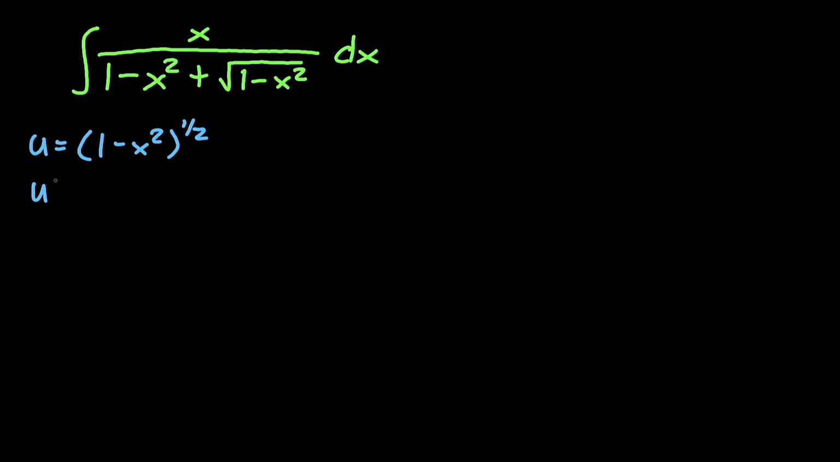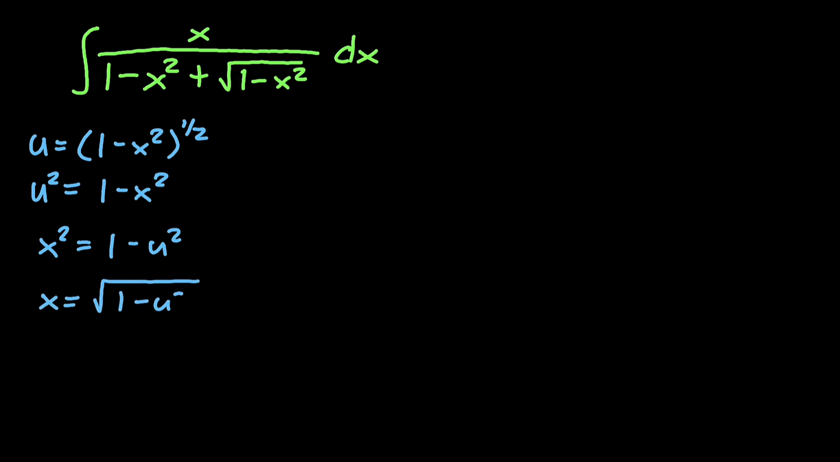And let us square both sides. So, it would become u squared equal to 1 minus x squared. Isolate x, so it would become x squared equal to 1 minus u squared. Taking the square root, it would become x equal to the square root of 1 minus u squared, or 1 minus u squared raised to the power of 1 half.